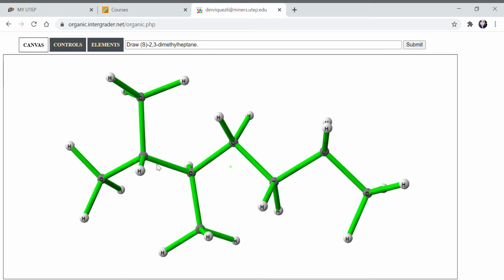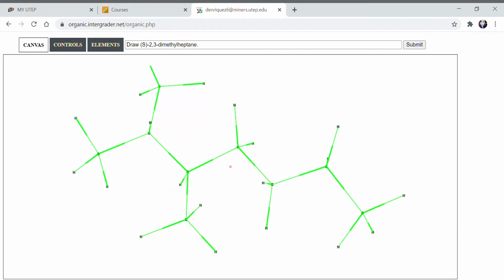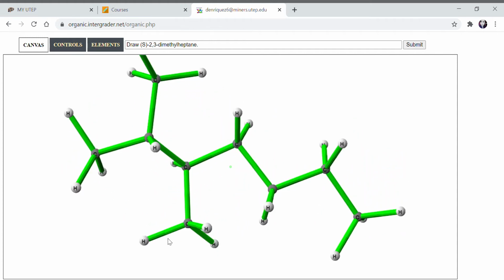Hydrogen has the least priority, so it goes in the back. If your compound is like this, you want to make sure that you move this to the back, because it's going to mess up your results. This methyl can be on either top or bottom. It doesn't matter, you get the same results. I'll show you that right now.